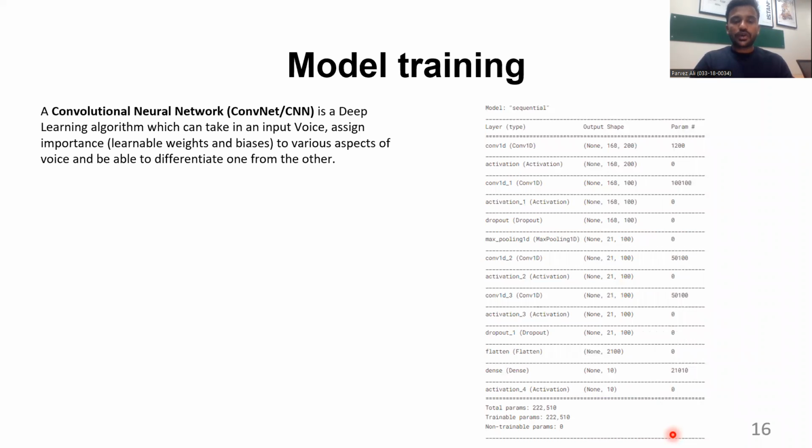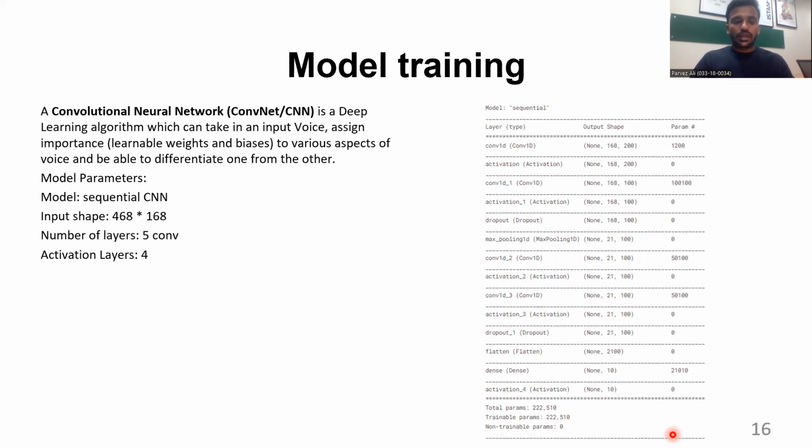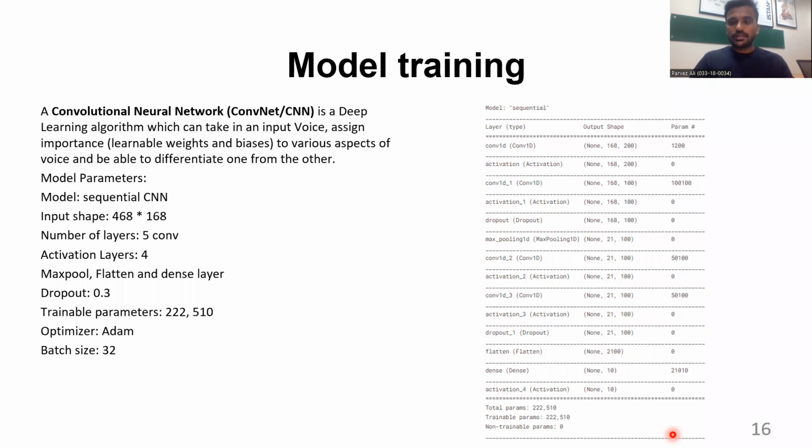So the next step is to train a deep learning model. We chose a sequential convolutional neural network, and its input shape was 468 by 168. The number of layers that we used were 5 convolutional layers or hidden layers, 4 activation layers, 1 max pool layer, 1 flatten layer, and a dense layer. We used a dropout of 0.3, and the trainable parameters were 222,510. The optimizer that we used was Adam. The batch size that we used was 32, and the number of epochs that we chose was 100. And the testing accuracy in a real-time environment, we got 86.4%.